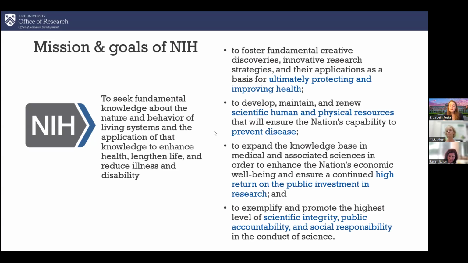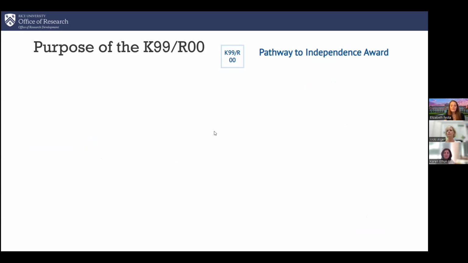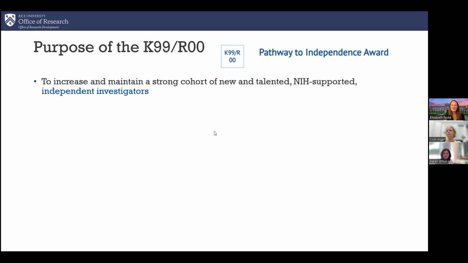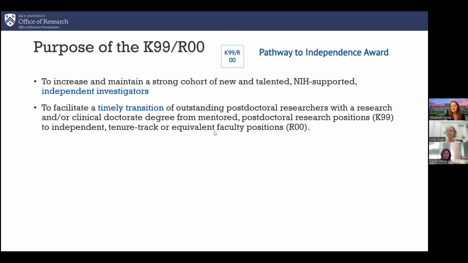The next thing I would do is list the purpose or mission of the mechanism. So this is a Pathway to Independence Award, a great name for this award. That's exactly what it does. So in looking at my blue text, you'll see what's really at stake here is in fact promoting independence: to become an independent investigator, to facilitate a timely transition of outstanding postdoc researchers into those independent positions.